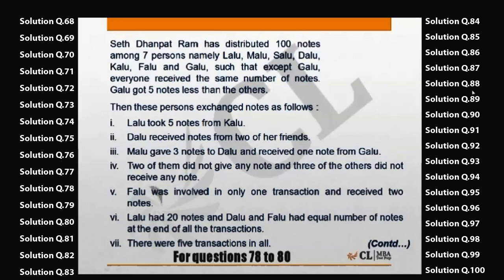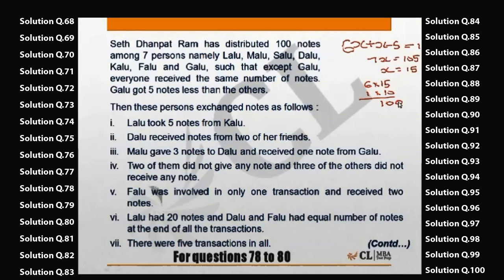Here in this question, 100 notes are to be distributed among 7 people. And it is given that 6 of them received the same number of notes, whereas the 7th one received 5 notes less than the remaining 6. So, assuming that each of those 6 people who received an equal number of notes received X, the 6 of them together must have received 6X. And the 7th person, Galu, must have received X minus 5. And the sum of all this should be 100. This results in 7X equal to 105 and X is 15. This very clearly suggests that 6 of them got 15 each and one person got 10, which gives you a sum of 100.